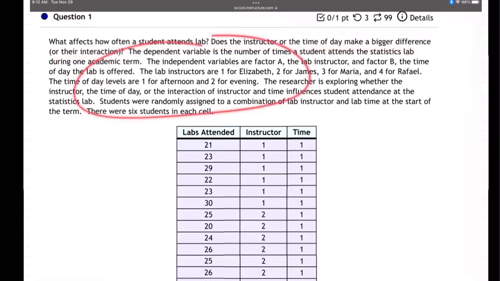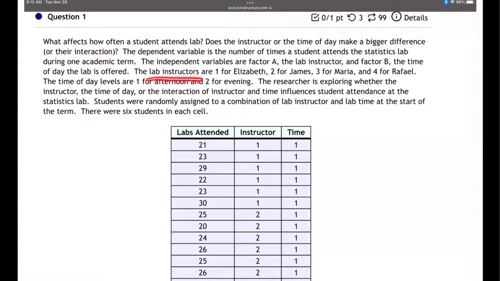You can read the rest here. The lab instructors are 1 for Elizabeth, 2 for James, 3 for Maria, 4 for Raphael. And the time of day is 1 for afternoon, 2 for evening.